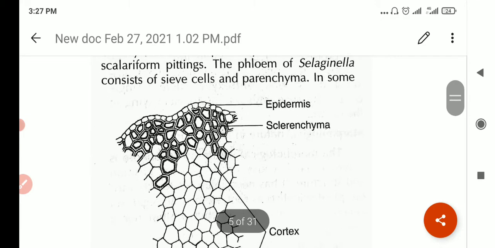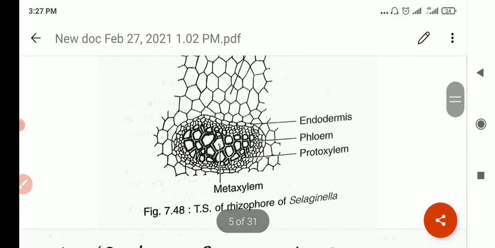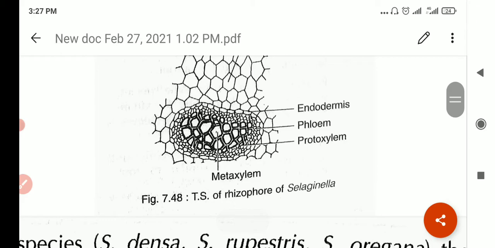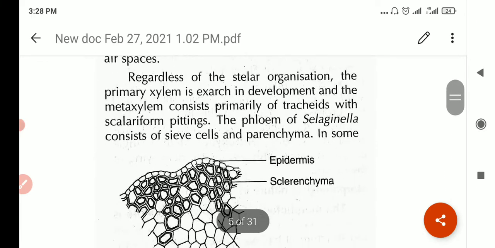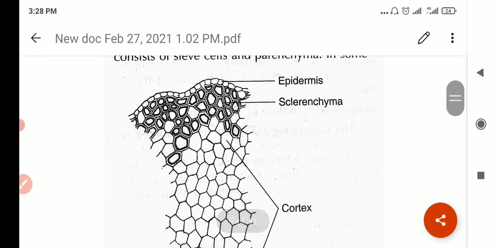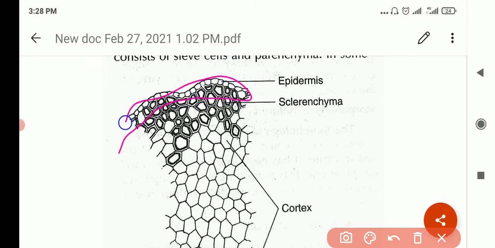Now here, look at this diagram of the root-like structure known as the rhizophore of Selaginella. So again, as I told you, we always start with the diagram. Once you know the diagram, you can explain in your own words. See, you have a single layer of cells known as the epidermal cells. Then below that you have some thickened cells that are known as sclerenchyma.